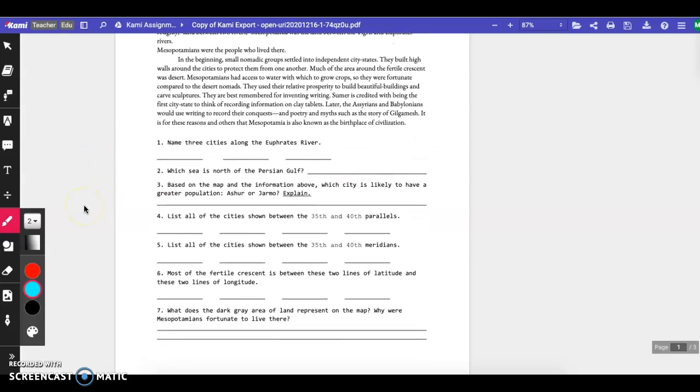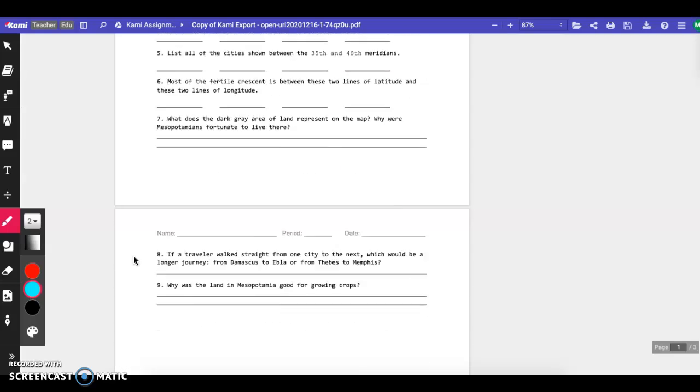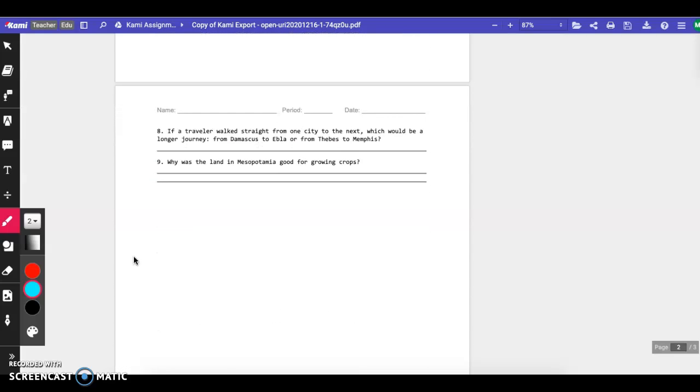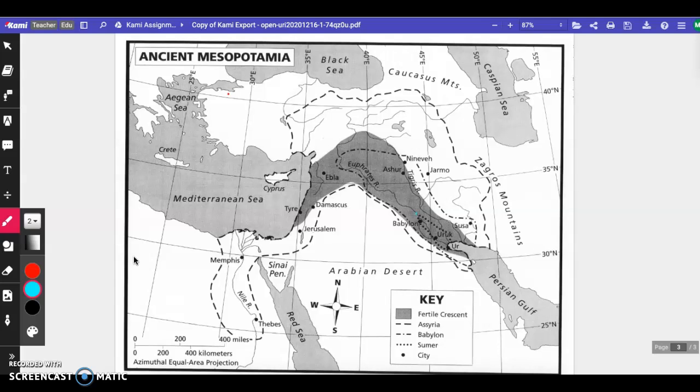You have your map questions below the paragraphs. These do not need to be answered using complete sentences. You'll also notice that some of them have short lines to indicate how many answers, either cities or lines of latitude or longitude, I am looking for. So there are 9 questions total. The last page has your map of ancient Mesopotamia.